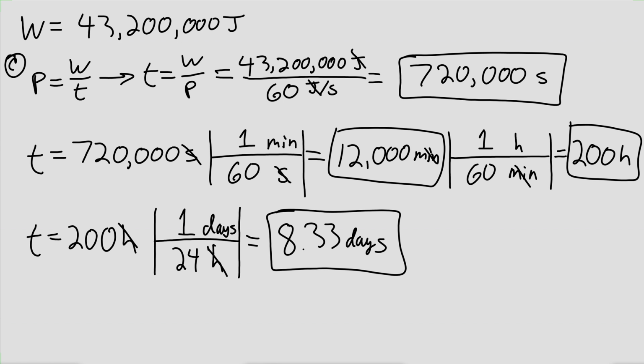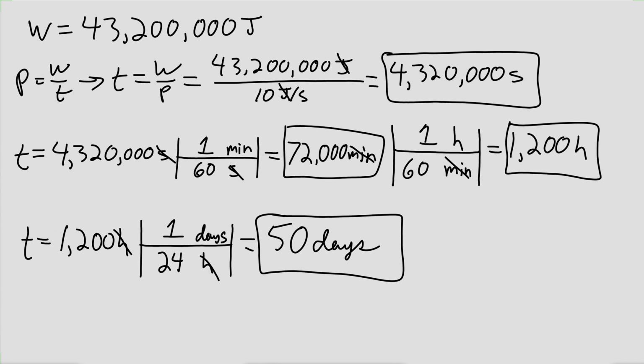But the reason we like LEDs, they last way longer. They're super, super efficient. Basically the same amount of energy that would power an old-fashioned light bulb for 8.33 days, if you replace that with an LED bulb, that amount of energy would power this new bulb for 50 days. So hopefully that's helpful.